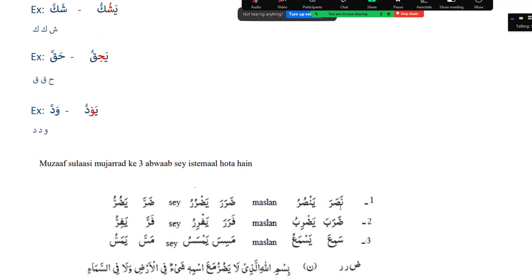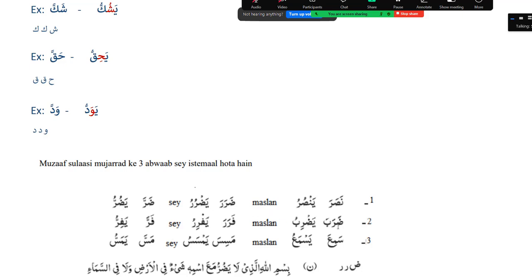If it belongs to bab nasara yansuru, right? The mudari, the middle letter, has a dhamma, right? So the examples for those types of words which belong to bab nasara will have a dhamma, like nasara, darara, and the mudari is yadruru. Okay, but in Arabic, if there are two letters together, then it will have a shadda. So we have darra yadurru. That's why you have a dhamma here.